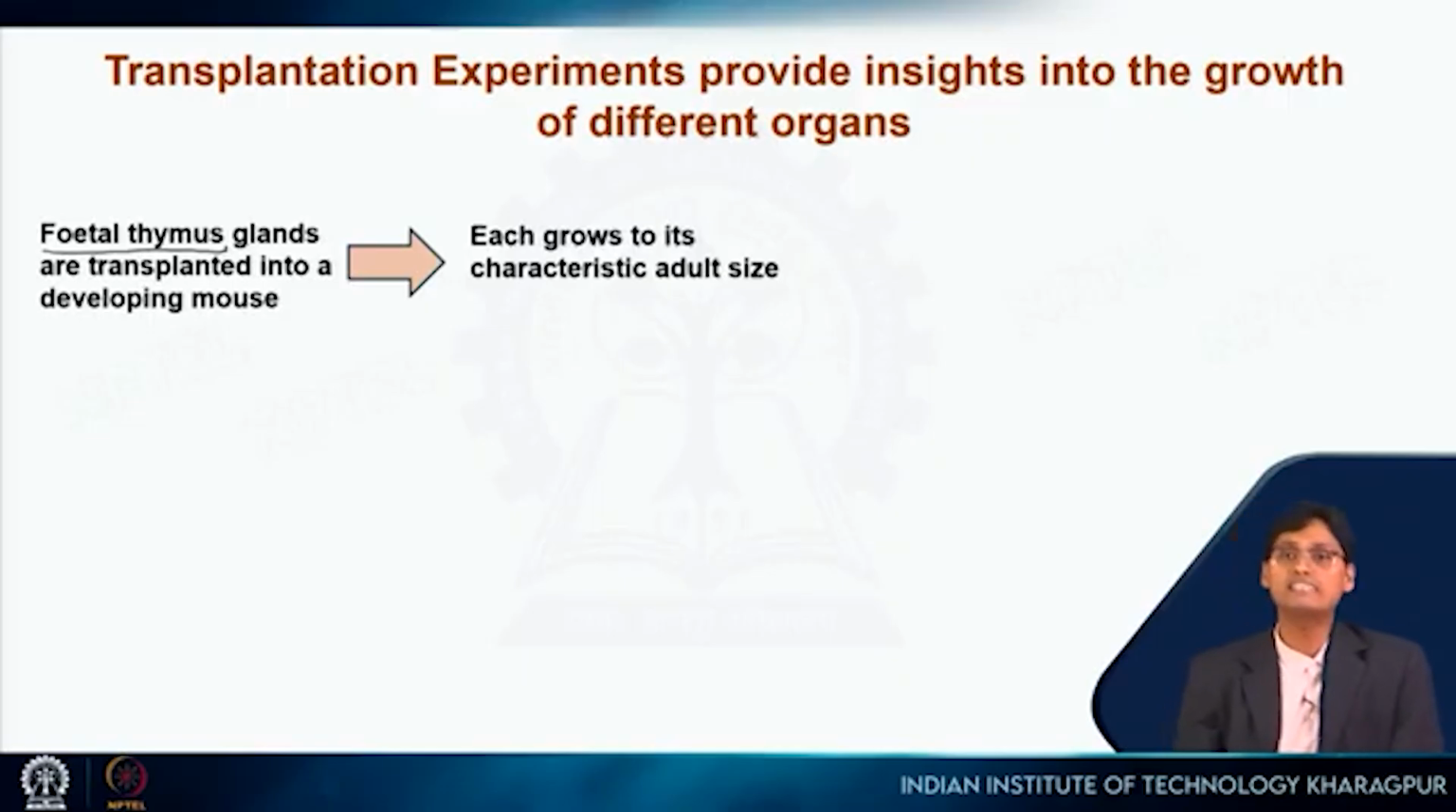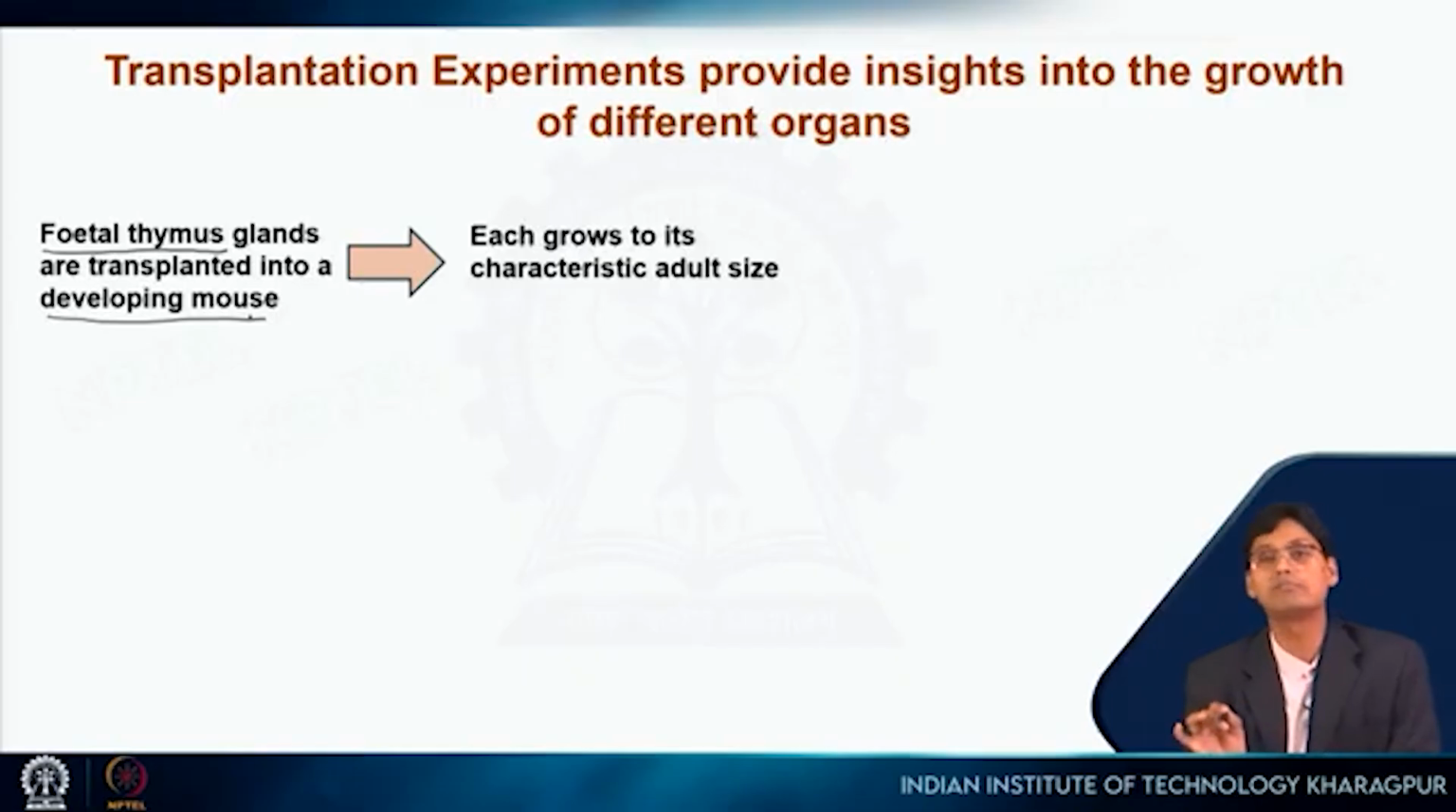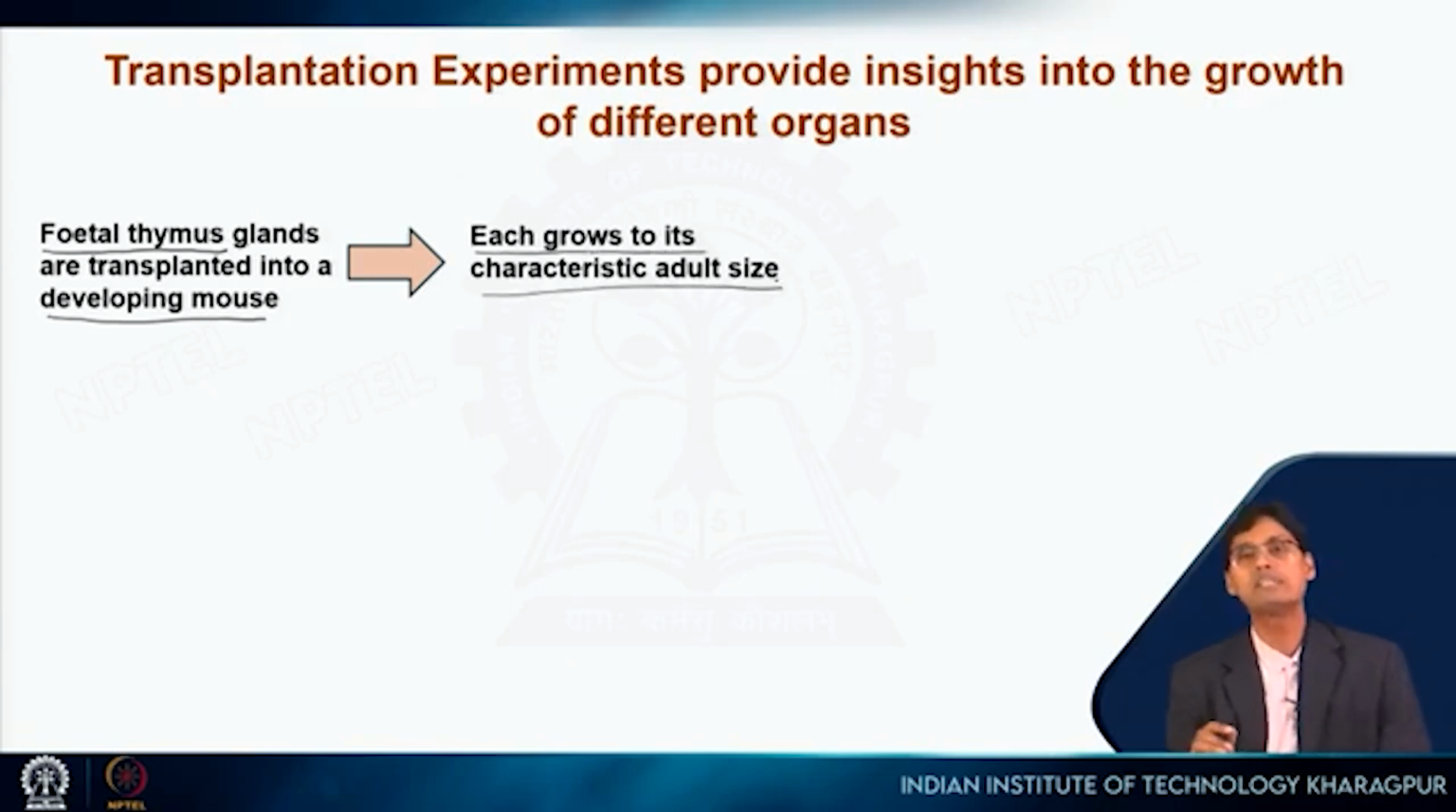Here T cells get matured. I will discuss that in detail during the immunology discussion. So when these thymus glands are transplanted into a developing mouse, what happened? Multiple thymus glands were transplanted into a developing mouse, and each of those grows to its characteristic adult size. That means when they transferred them, they saw that these thymus glands grow to normal size. The multiple thymus glands get developed, right?